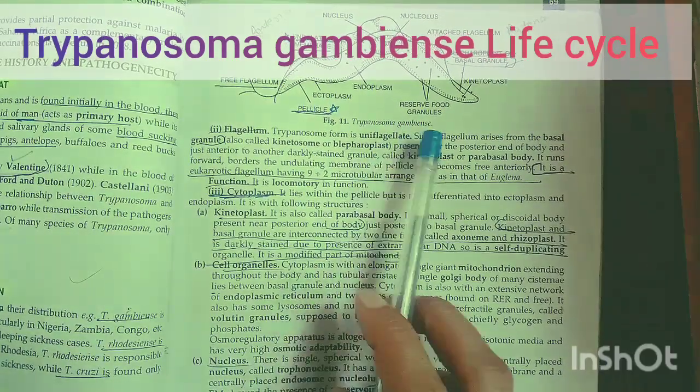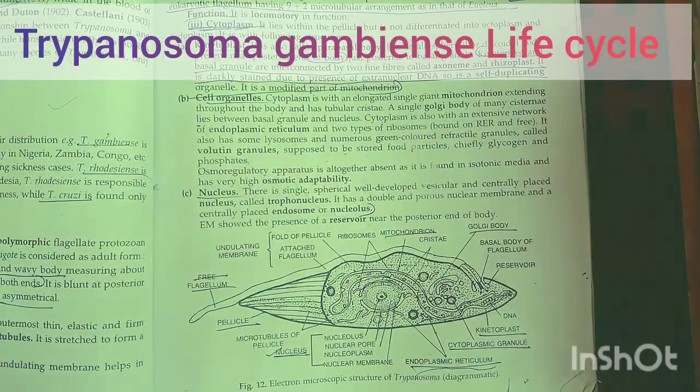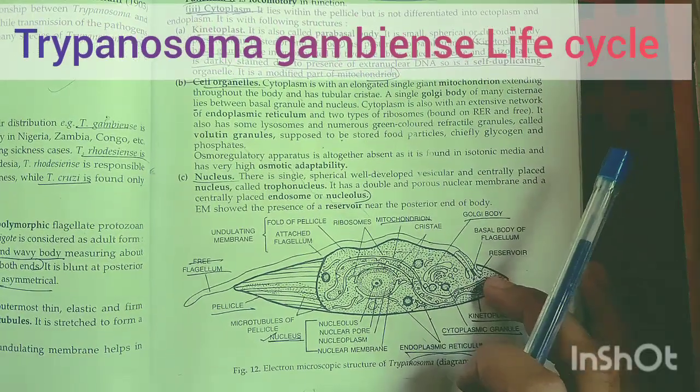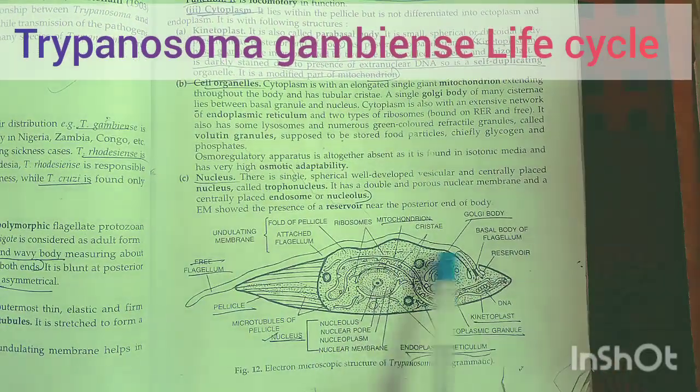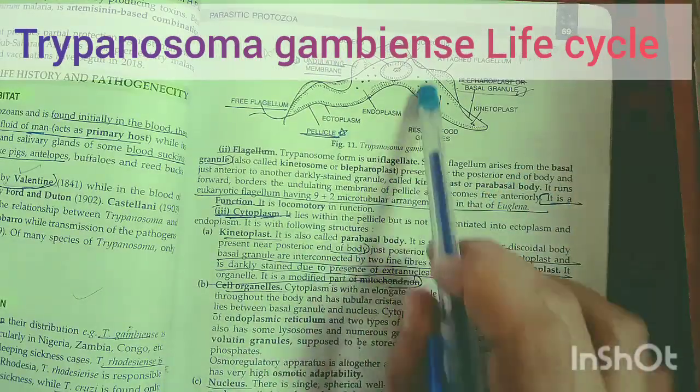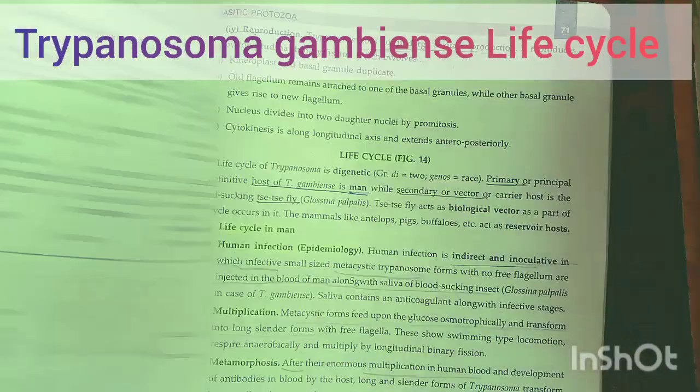So this is the Trypanosoma gambiense. Now if we talk about the electron microscope structure of Trypanosoma gambiense, this is the structure. So we should draw the diagram. In zoology, diagrams are the most essential part.